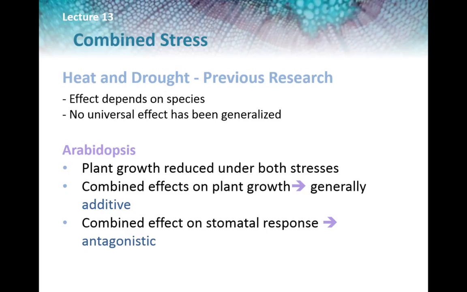An example here is that heat stress can cause an increase in stomatal conductance in order to cool the leaves, while drought stress causes plants to close stomatal openings. If these two stresses occurred at the same time in the plant, leaves would be much warmer, which shows an antagonistic response.